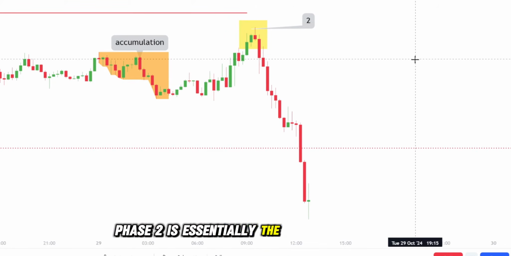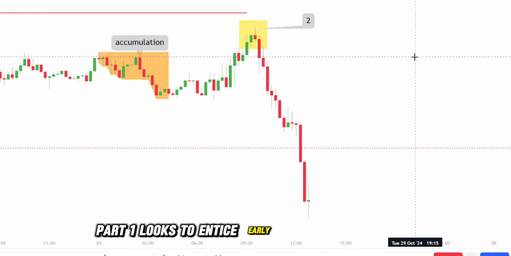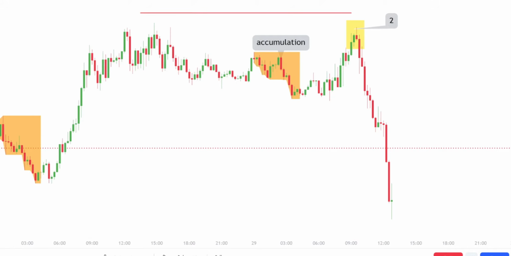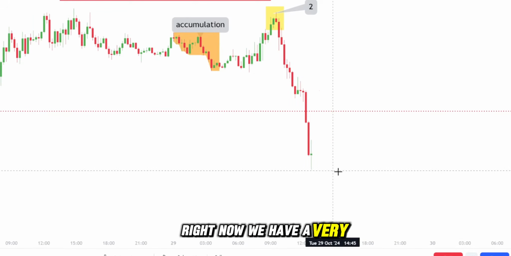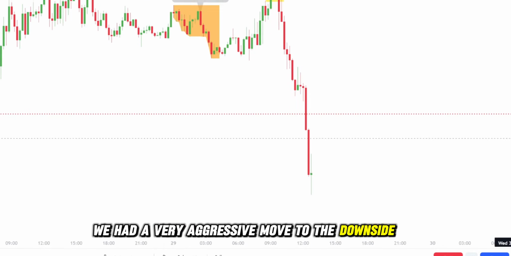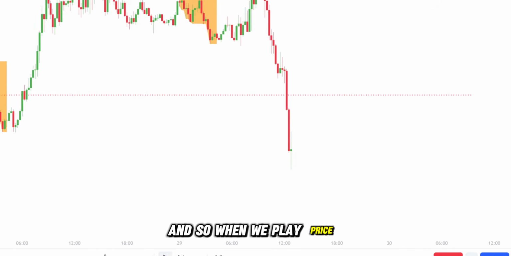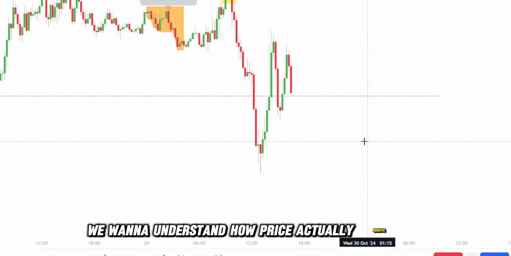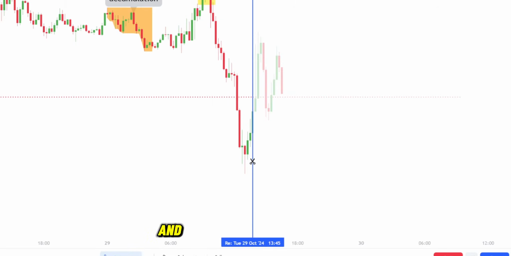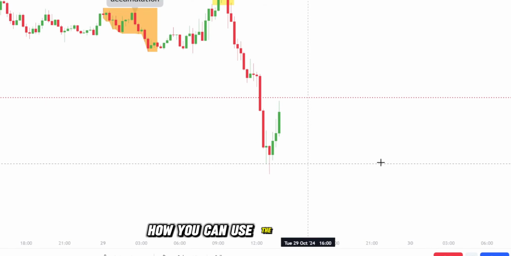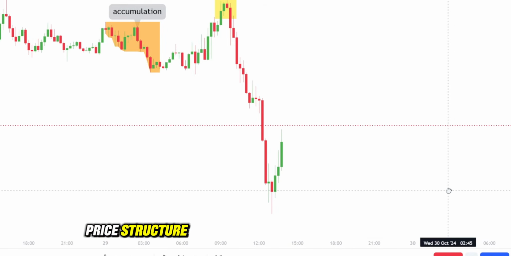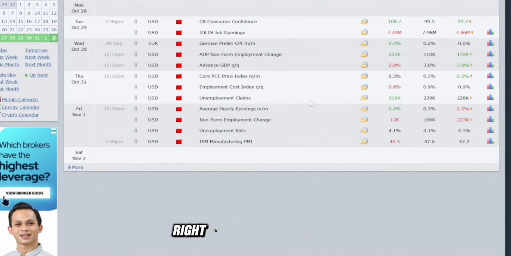Phase 2 is essentially the manipulation part 1. Manipulation part 1 looks to entice early buyers into the market. Right now we had a very aggressive move to the downside. And so when we play price on, we want to understand how price actually behaved. This is very important to understand. And I want people to understand how you can use the weekly opening price structure and fair value gaps to your advantage.